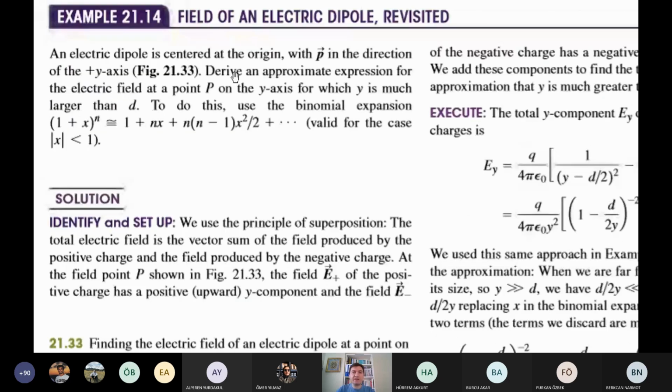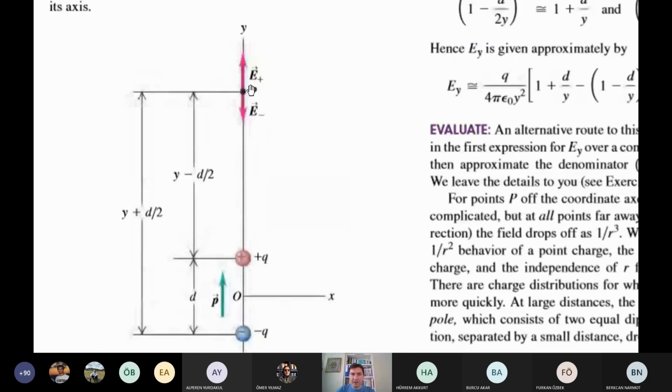Derive an approximate expression for the electric field at a point P on the y-axis for which y is much larger than d. So here we have P point, okay? And what is the electric field due to the dipole here? Here we have positive charge and electric field direction will be like this at this point due to the positive charge. And here we have negative Q, negative charge, and at this point, this negative charge will produce an opposite electric field from this point to the negative charge, okay?